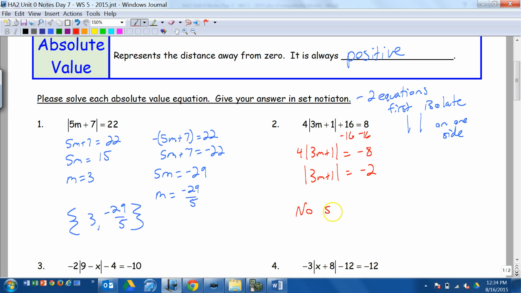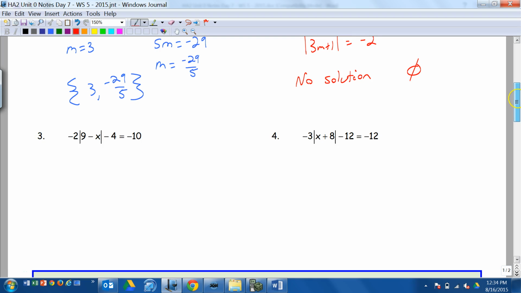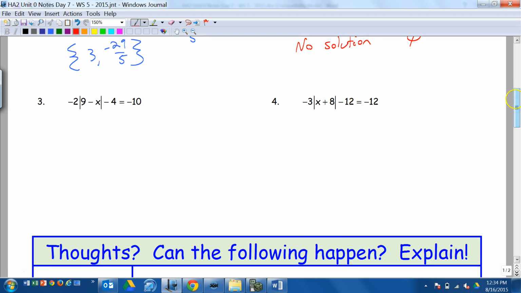You can either write no solution, or you can give me the no solution symbol. Do not put the no solution symbol in brackets, because then you're saying there's a solution to a no solution. All right, let's do 2 more.